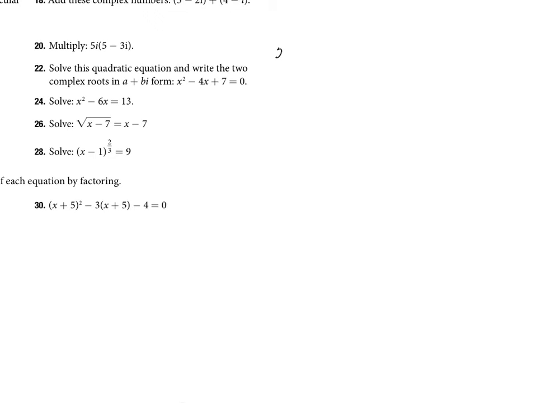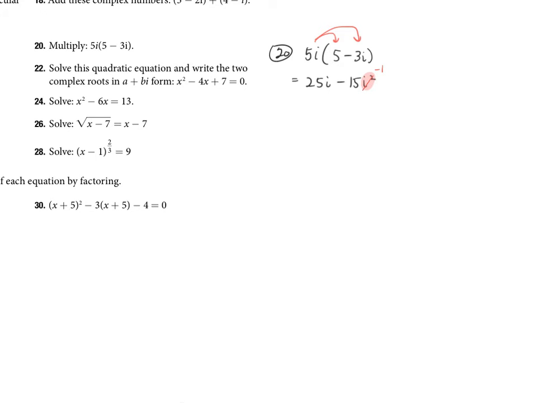Number 20, we want to multiply these. So we have 5i times 5 minus 3i. So we're going to distribute the 5i to both terms. So we're going to have 25i minus 15i squared. Remember here that you cannot have an i to a power. That's not considered simplified. So i squared is equal to negative 1.